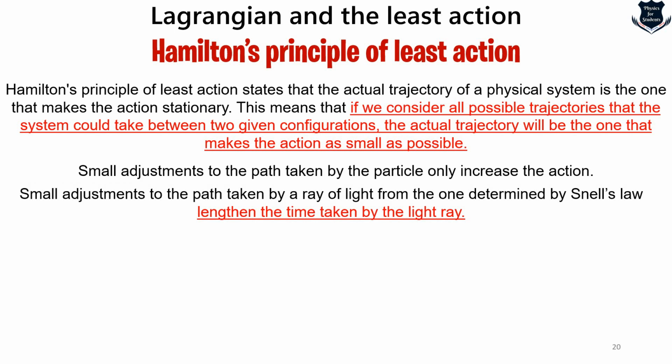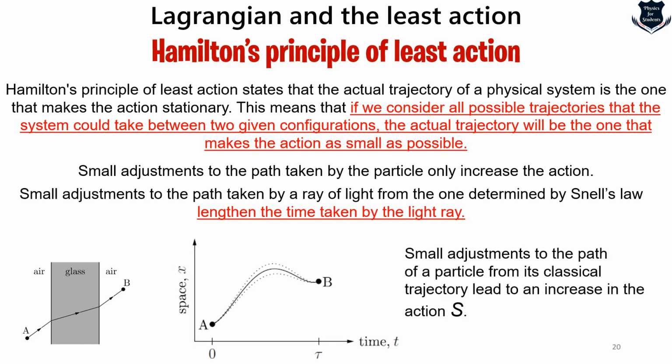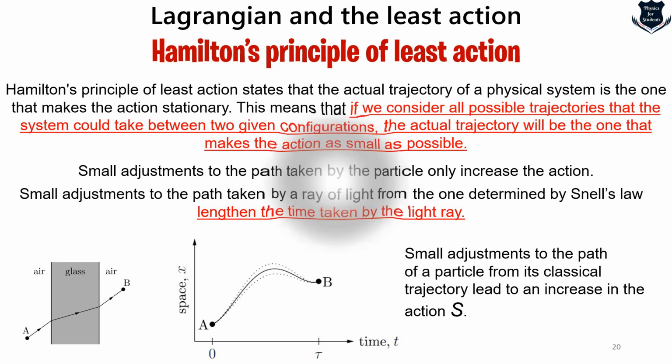So it also shows that small adjustments to the path taken by a ray of light, which we determined right at the beginning, that is Snell's law, lengthen the time taken by the light ray. Because nature is lazy, and the action is as small as possible, the adjusted path will be slower and lengthen the time taken by the light ray, and the incidence angle, etc. form because of this. Here is an example we have shown earlier, the trajectory. A small adjustment to the path of a particle from its classical trajectory, the fine dotted lines, leads to an increase in the action S.